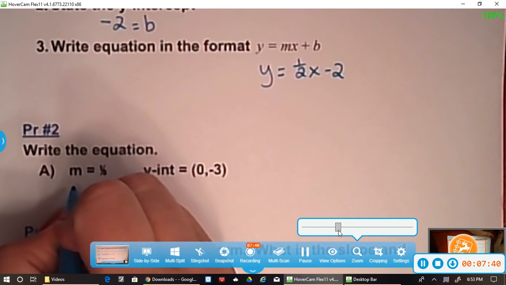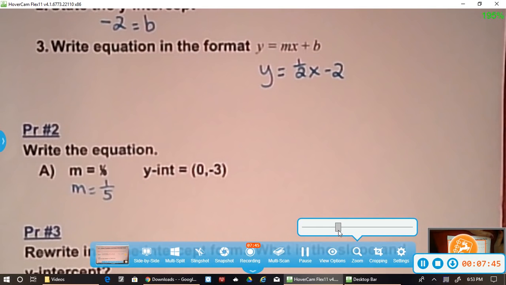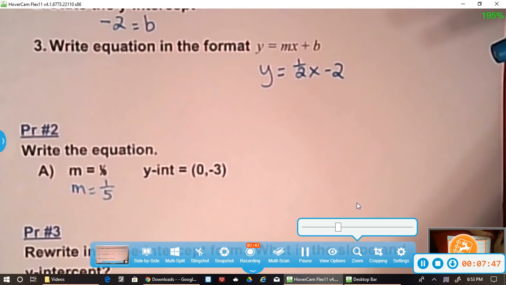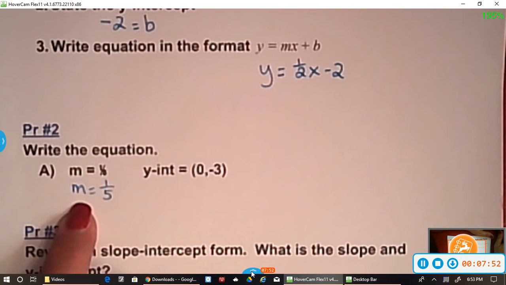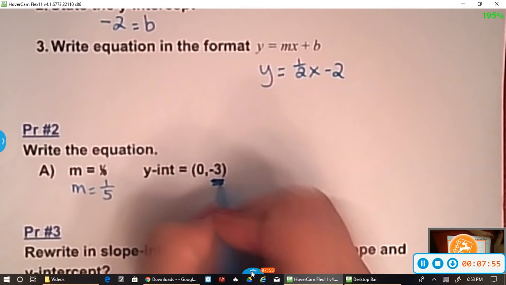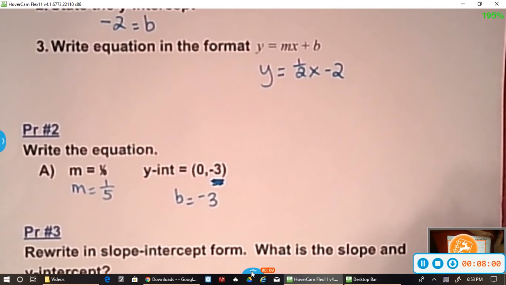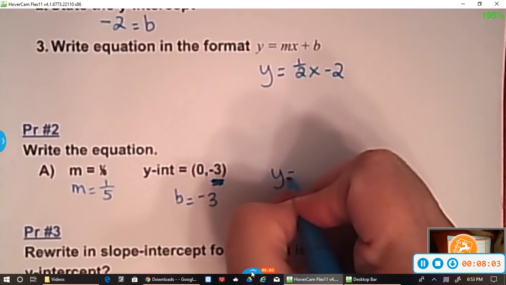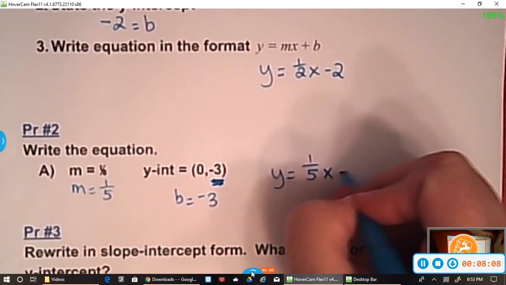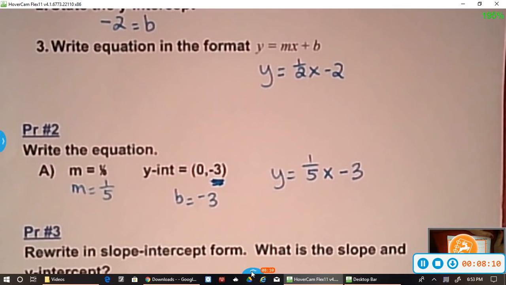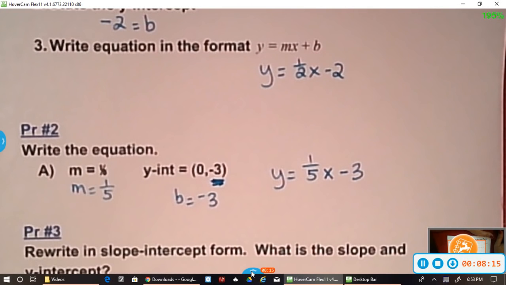Okay, this slope is 1/5. And my y-intercept is (0, -3). So I know that m is 1/5. This is my y-intercept, so b is -3. When I write that equation, y equals 1/5, plug that in for m, x, b is -3. That is the equation with slope of 1/5 and y-intercept -3.